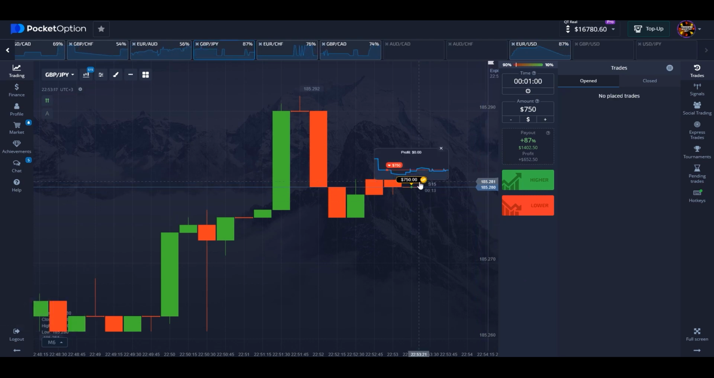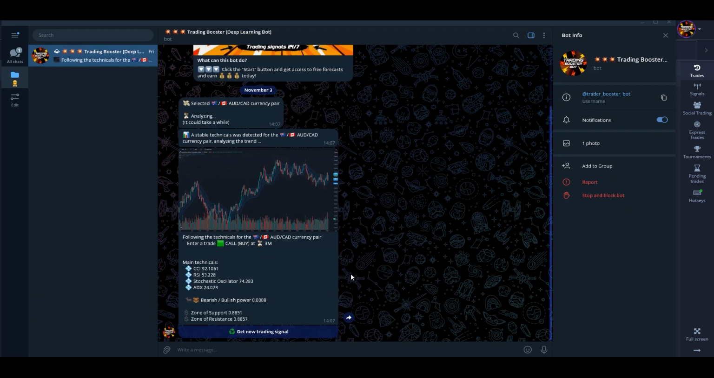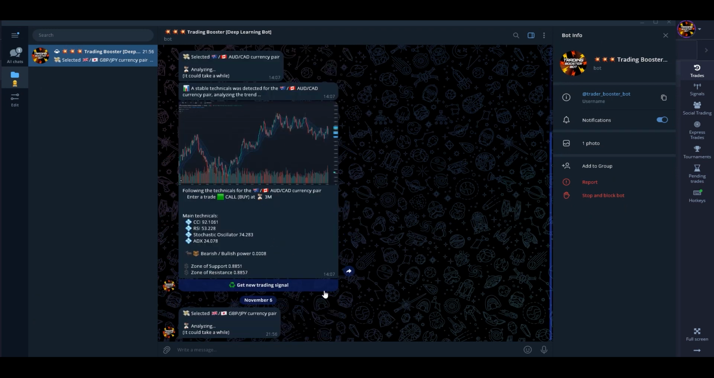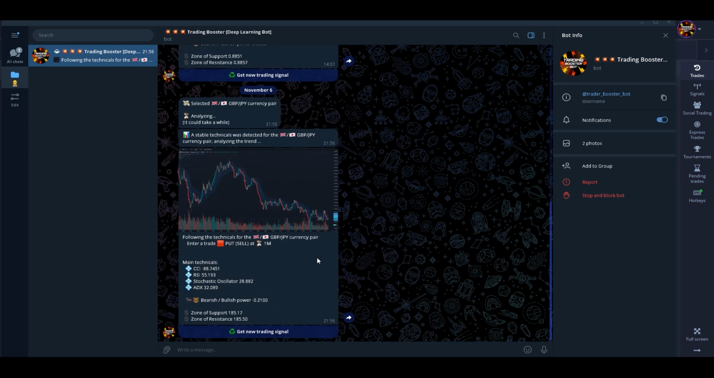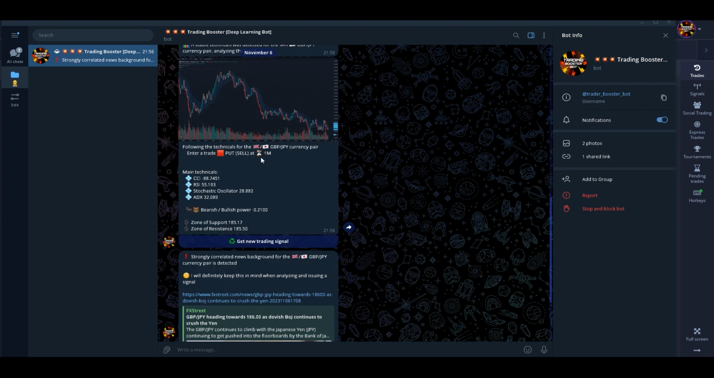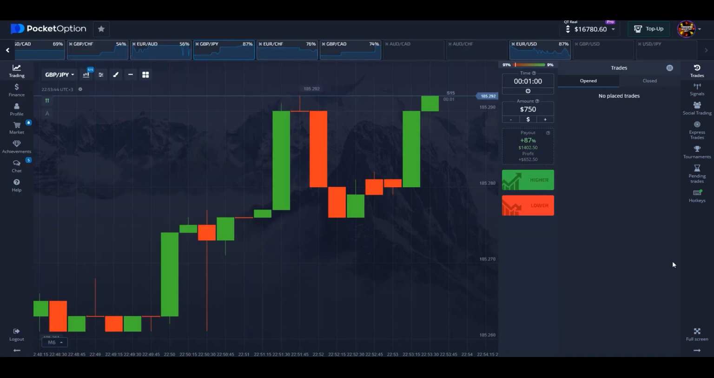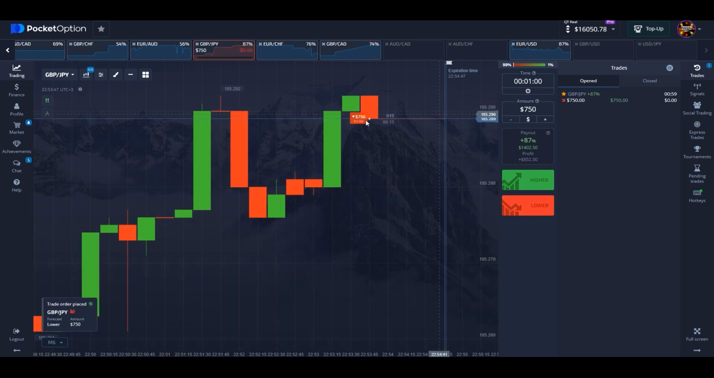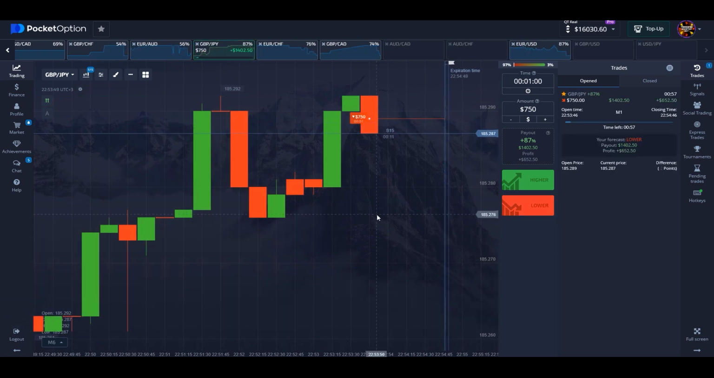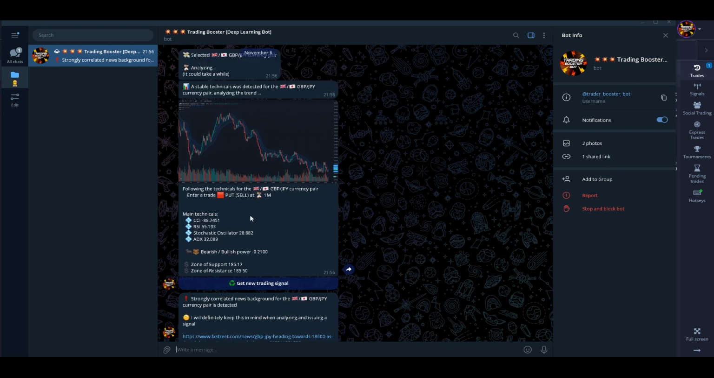This trade closed at 0. Let's open on the British pound again. I'm going back to the bot. British pound Japanese yen, 1 minute. And I get a sell signal. And I open a trade on the new candle. The bot interestingly gave first the signal and then the trading news, although it usually gives the opposite.